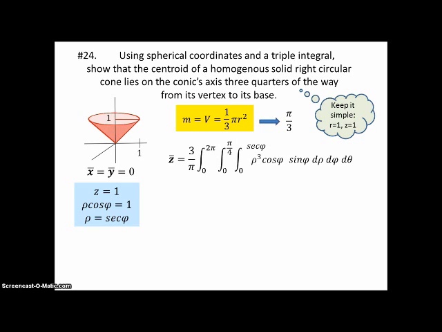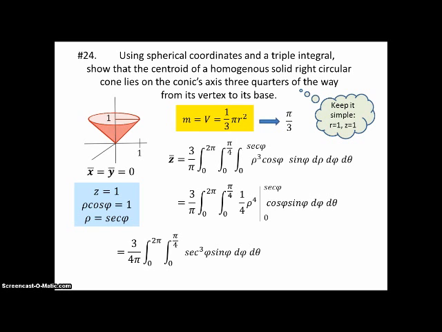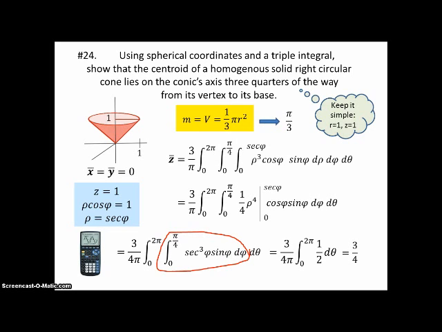Cosine phi and sine phi are treated as constants, and we get 1/4 rho to the 4th. And that has to be evaluated from 0 to secant phi. Now I took the 1/4 to the outside, and then I canceled a secant with a cosine, which gives us 3/4 pi times our integral, secant cubed, because one of them canceled, and the sine phi is still there. Now you could use your trigonometric prowess to integrate that by hand, but I wimped out and used the calculator since the limits of integration were numeric, and got 1/2, which I then integrated with respect to theta, and we get 1/2 theta evaluated from 0 to 2 pi, and when you simplify that, you do get the 3/4 that we were asked to get.